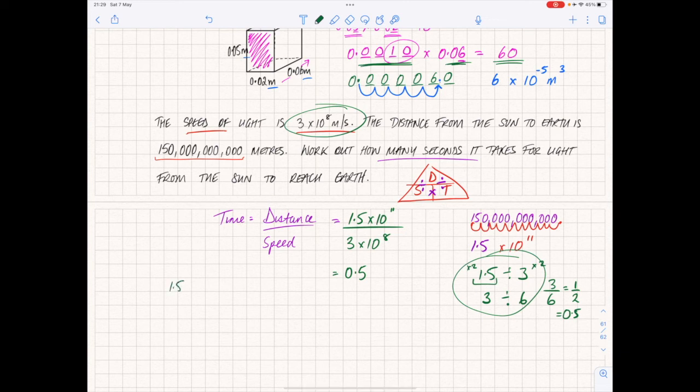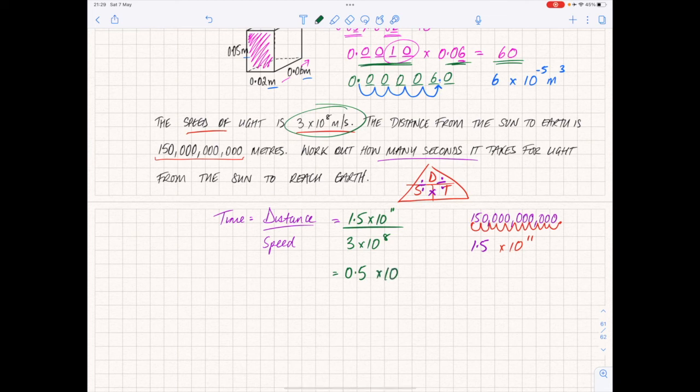Alternatively, you could have said 1.5 divided by 3. Well, if I times that by 10, I get 15. So I times this by 10, and I get 30. So if you did 15 divided by 30 as a fraction, 15 over 30 again would still give you a half. Okay, so that's just a side note on how to divide with decimals if you're not 100% sure. So I know the first bit's going to come 0.5.